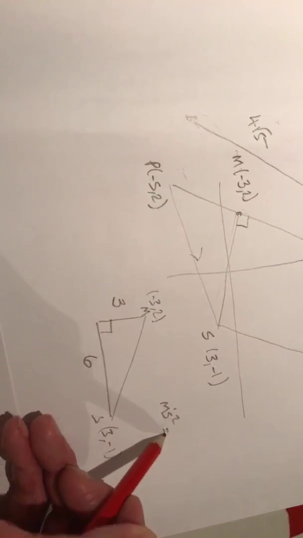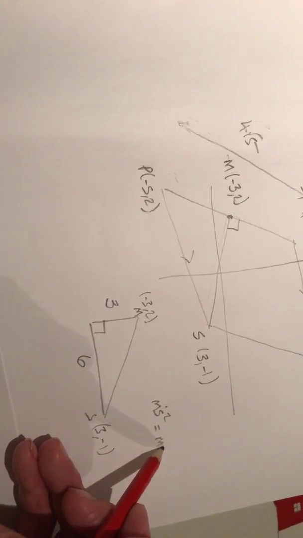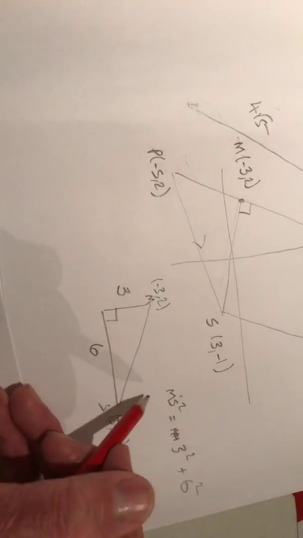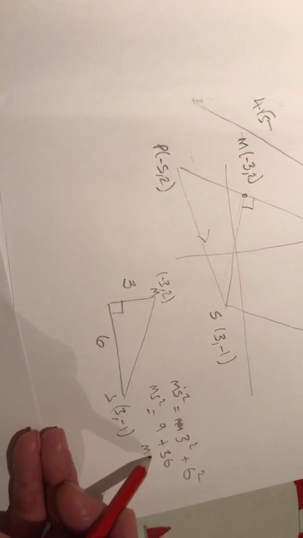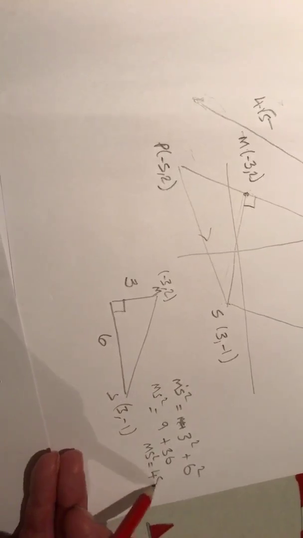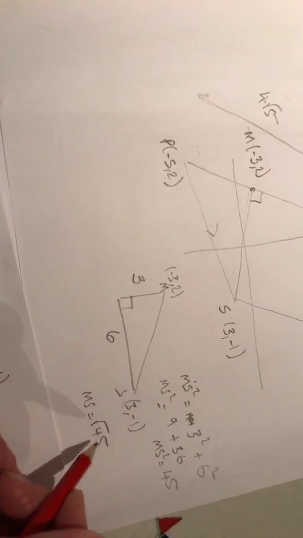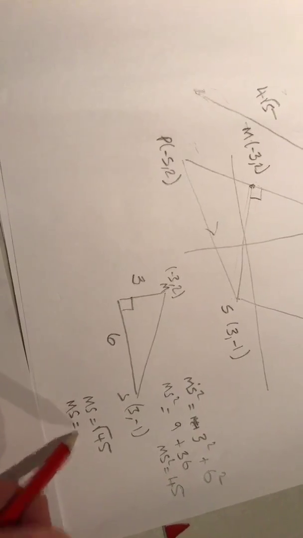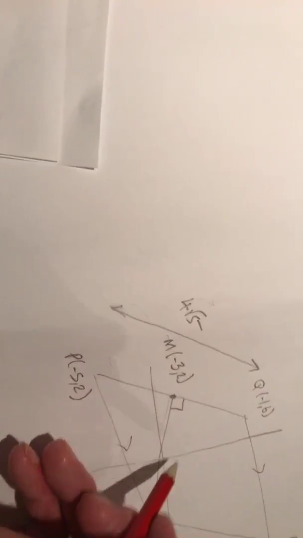MS squared is equal to 3 squared plus 6 squared. MS squared is equal to 9 plus 36. So MS squared is equal to 45. So now we know that MS is equal to the square root of 45. Okay, but we also know that we can take a square number out of that. So MS is equal to root 9 root 5, which means MS must be 3 root 5. So we can now put that distance on here as well.